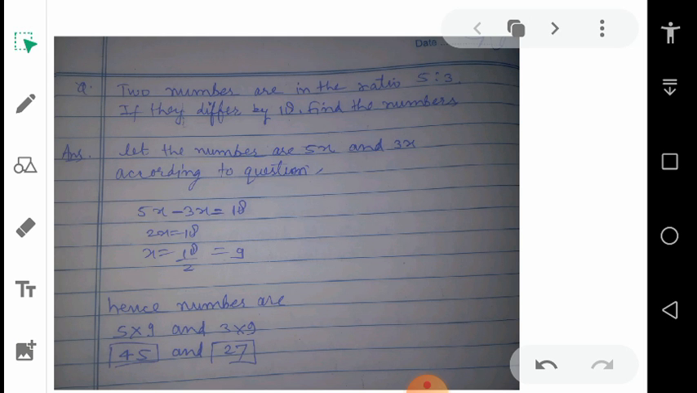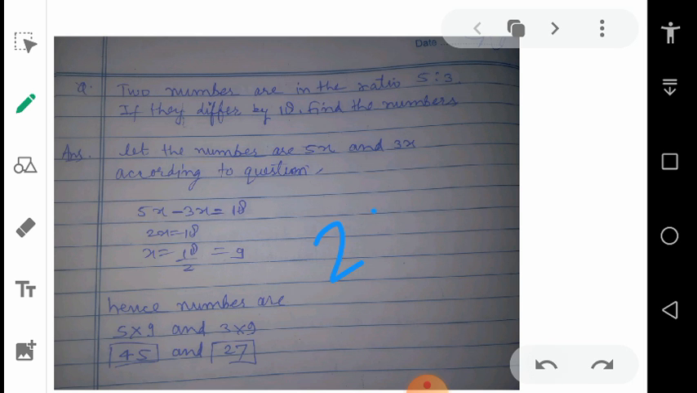Now if the ratio is given, we have to follow a proper method. Suppose it is given that the ratio of two numbers is 2 is to 7. If this ratio is given, then always consider the numbers as 2x and 7x. Now it will be helpful to make the linear equation in one variable.